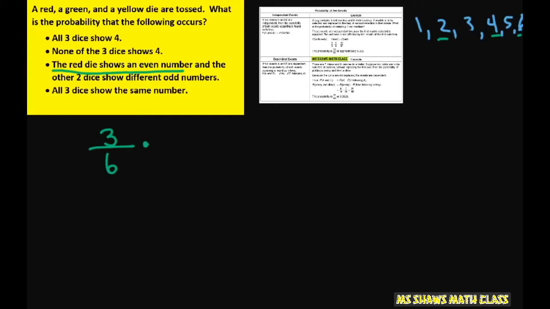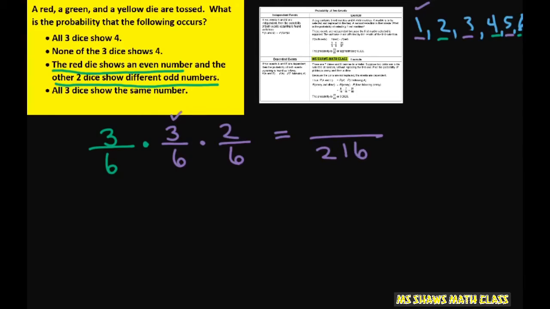Okay. The other 2 dice show different odd numbers. So the odd numbers would be 1, 3, 5, so 3 as well. The first die, it doesn't matter if it's yellow or green, that would be 3 over 6. But the second one has to be different than the first one. So say we got a 1, that means there's only 2 left, 2 out of 6. So that's going to be 216. And then we have 9 times 2 is 18.